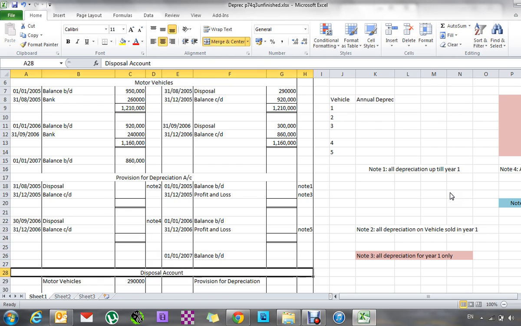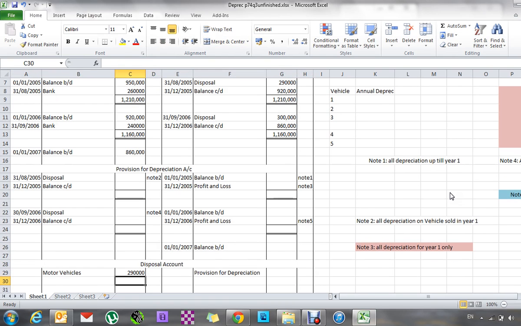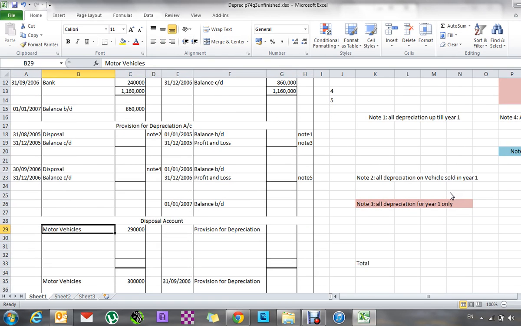Okay, and the motor vehicle disposal account. First we have the date that it happened, so that's the 30th of the 8th 05. The provision will be the 30th of the 8th 05, and then there's the date 31st of the 9th 06, and 30th of the 9th 06.